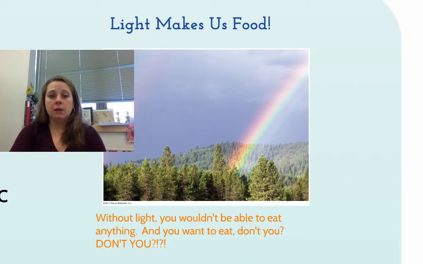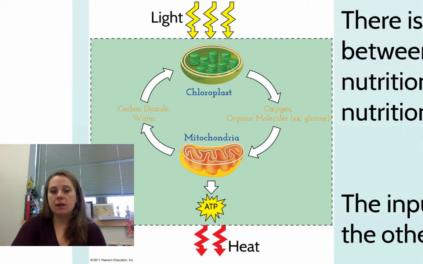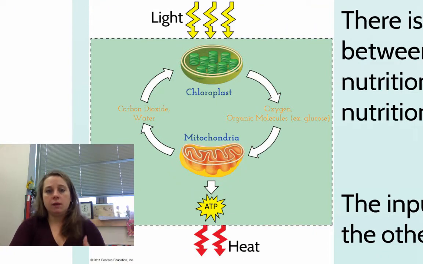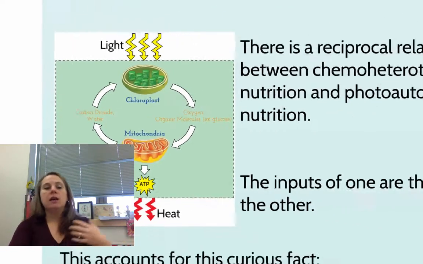So light makes us food. Without light, we wouldn't be able to eat. And I know you want to eat because you're doing it all the time. Okay, so here's that idea of input versus output. Light comes in, chloroplasts use it and convert it to chemical energy, mitochondria then break that down, release the energy, build up ATP, we release heat, we send water and carbon dioxide back into the atmosphere, which is then used again by the chloroplasts, and the chloroplasts release oxygen, which is used by the mitochondria, and it's just a cycle.